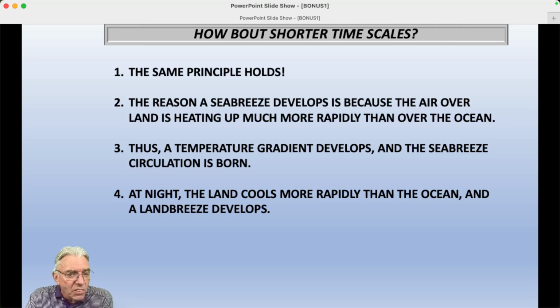Now at night, the land is going to cool more rapidly than the ocean will, and so if the land becomes significantly cooler than the ocean, then a land breeze develops. So instead of having the wind coming from the ocean toward the land, now it's blowing from the land out toward the ocean, if indeed the land temperature gets significantly cooler than the ocean water temperature. So these same principles apply on long time scales and also short time scales. And again, it works in people's favor at least some of the time.